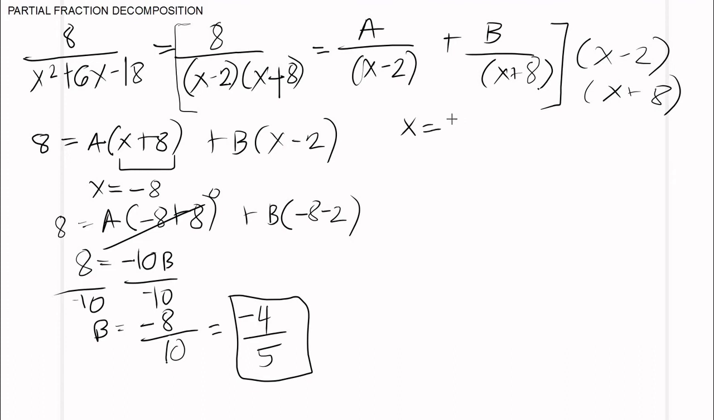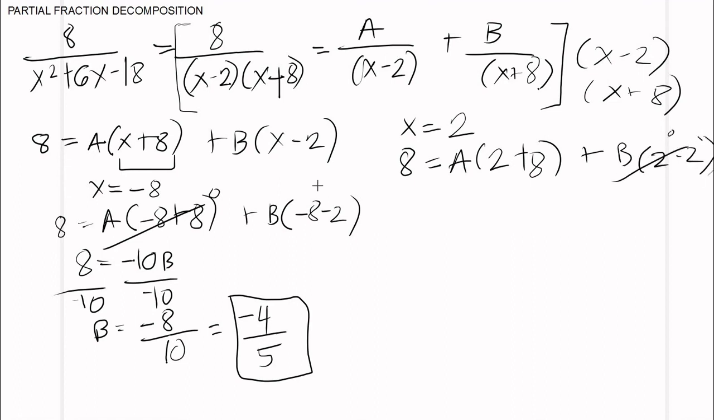Now we want to cancel b to get the value of a, so what we have to do is set x equal to 2, so that would be 8 equal to 2 plus 8 plus b times 2 minus 2, so that last term will be 0. And then we will have 8 equal to 10a.